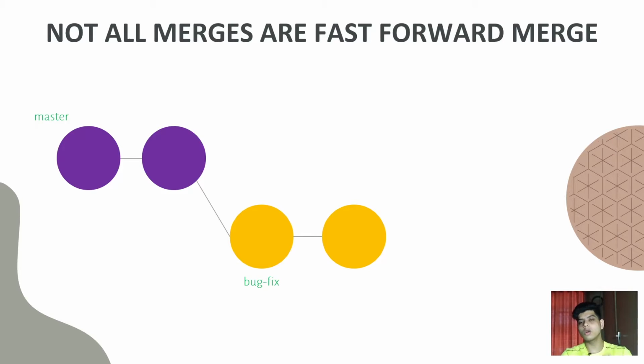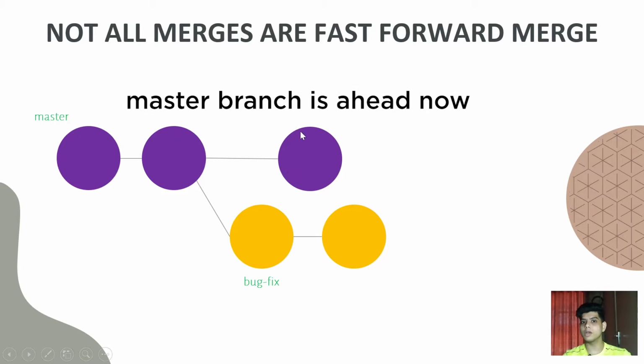As I was saying, not all the merges are fast forward. There are some conflicts that will come up eventually. Now how does this appear? Let's say I was on master branch and then I branched out to the bug fix branch. Let's suppose our original thing, but let's say someone did some commit on the master branch. Now we have one more commit on the master, but this is not merged yet.